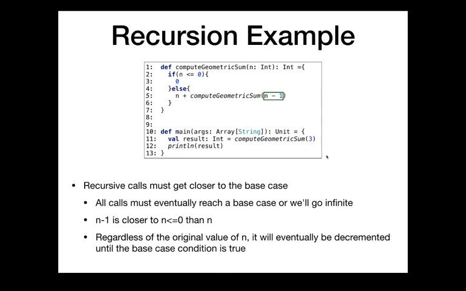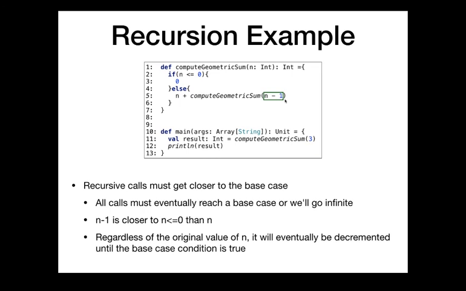So in this case, I took an input of n. I know n is not 0 or negative because I didn't hit my base case. I'm making a recursive call, so n is 1 or greater. It's some positive integer. And I'm going to call compute geometric sum of n minus 1. So if I have a positive integer, my base case starts at 0, and I'm decrementing it by 1. I've satisfied this condition. I'm getting closer to my base case.